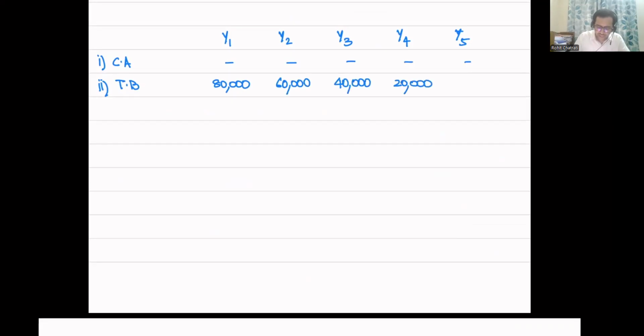20,000 in year 4, and by the end of year 5, it will become zero. By the end of year 5, I would have claimed a deduction of the entire amount, and therefore I'm not going to have any unamortized deferred tax expense.